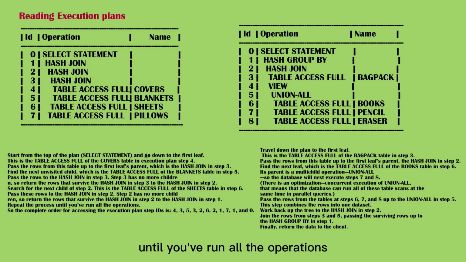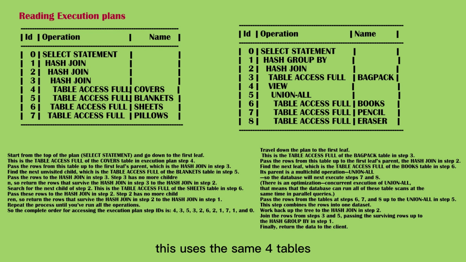Repeat the process until you've run all the operations. So the complete order for accessing the execution plan step IDs is 4, 3, 5, 3, 2, 6, 2, 1, 7, 1, and 0. Here's another example.